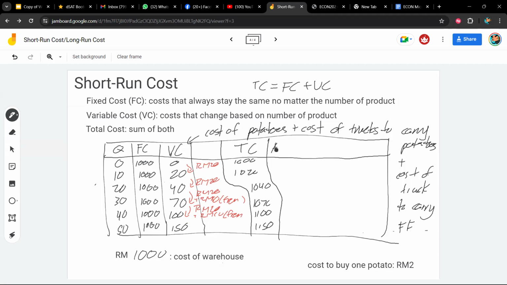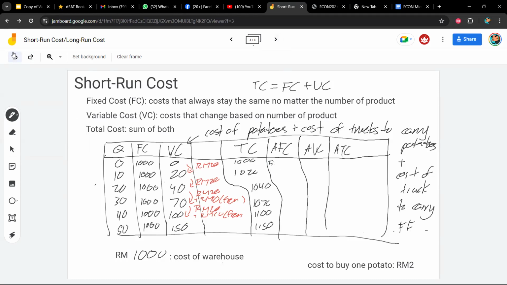Now, the next part is the more interesting part that we do want to get, which is, for example, AFC, AVC, and ATC. And if you really want to go further, MC. But I won't overwhelm you first. The main thing about AFC, AVC, and ATC is that the way you calculate all of them is the same. For AFC, you take the fixed cost, FC, divided by quantity, because average is basically referring to the average cost of each product.